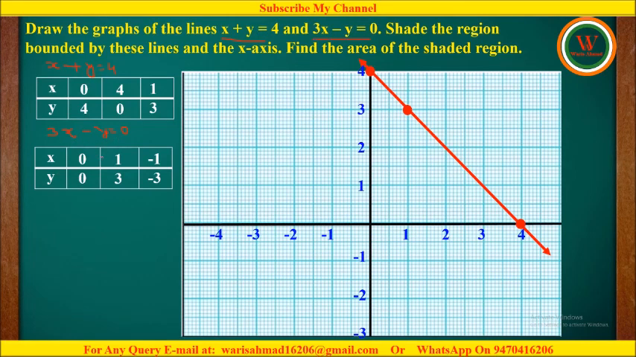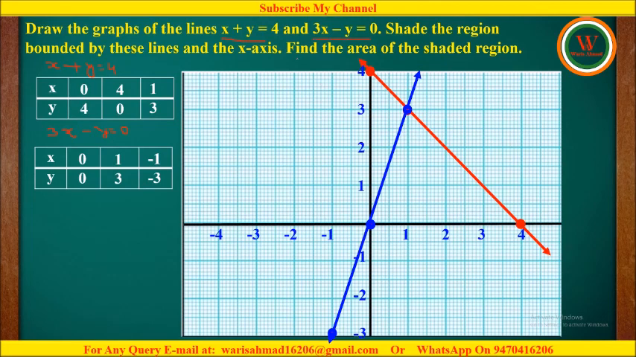After that, we will consider the next equation, that is 3x minus y equals 0. Here the first coordinate is x equals 0, y equals 0. Then the point will be at the origin. Now x equals 1, y equals 3. So this point will overlap. Now x equals minus 1, y equals minus 3. So the next point will be here at the bottom. After that, we have to draw the straight line passing through these 3 points. So again we are getting a straight line. So this is the solution of this question.